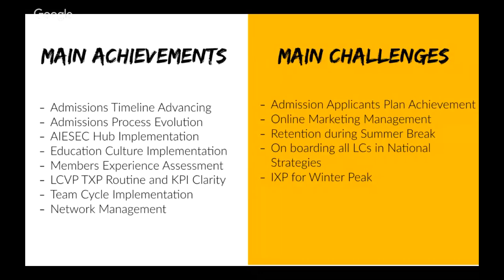In general, LCVP TXP routine and KPI clarity. So now we have a very concrete calendar every month with the activities that need to be run in TXP at local level. Team cycle implementation. So now we are implementing a team cycle that has a very concrete day to start and to end, and this helps us a lot when we're talking about team standards implementation.